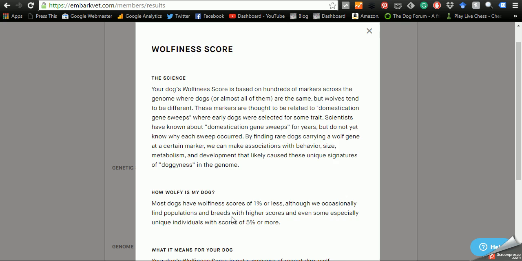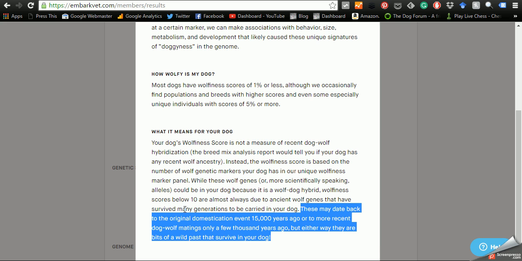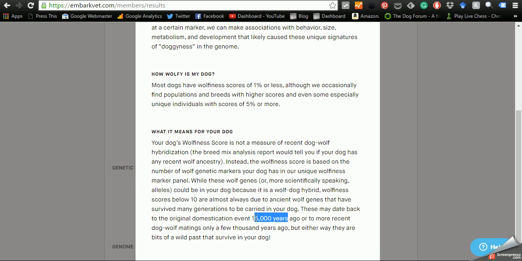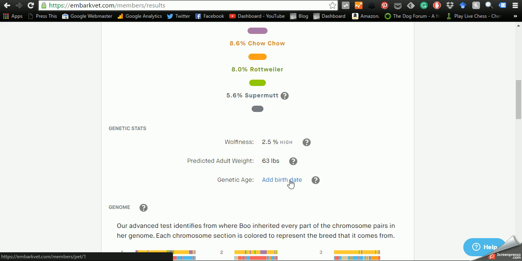Oh, wow. Wolf gene markers. Oh, that's pretty cool. This part right here. Although that is very much up for debate right now. But that's neither here nor there with what we're doing here. 63 pounds. That's almost right on. I think she's 65 right now. Oh, I might have to do this. Okay.